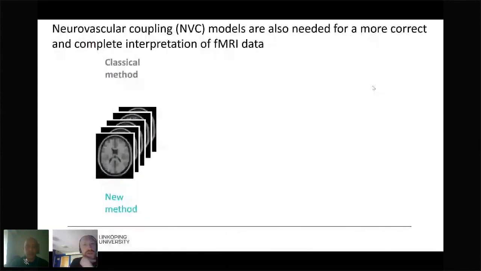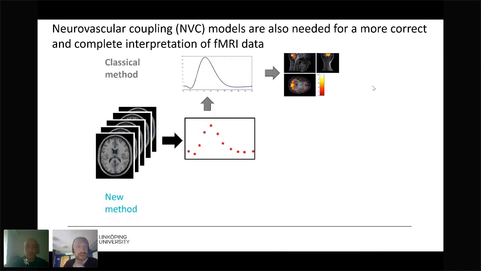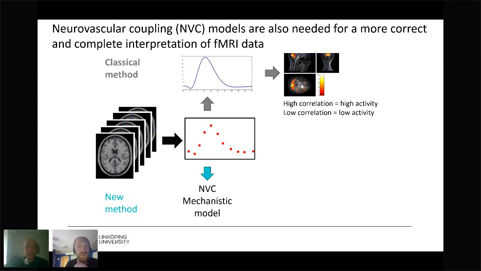And the neurovascular coupling is also important because it is the basis of fMRI and NIRS data, which typically are analyzed by quantifying each voxel in these type of images to get this type of time series. And then you do a correlation analysis with an archetypical shape of the BOLD response, which is the signal that you measure. And if you have a high correlation, you get an active area. And if you have a low correlation, you say that there's no activity in this part of the brain, in this voxel. And the problem with this is that this ignores all of the known biology.